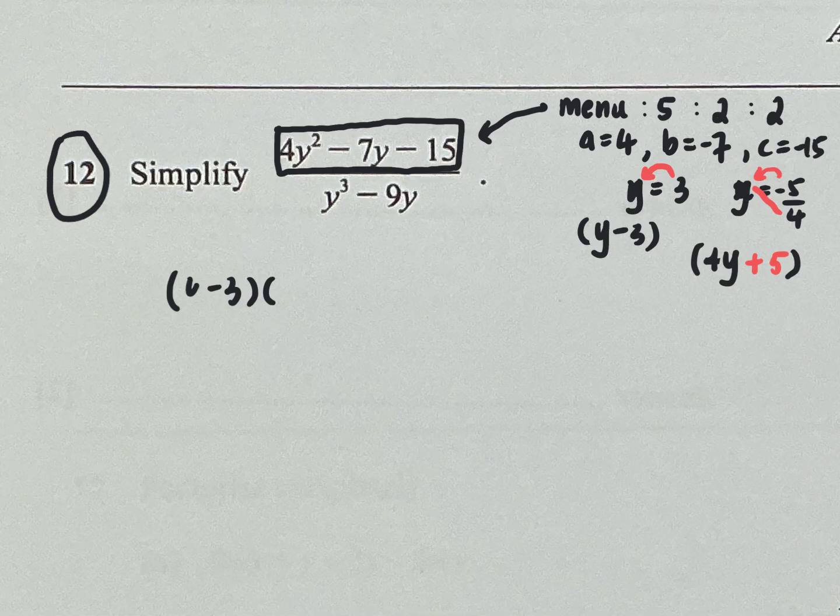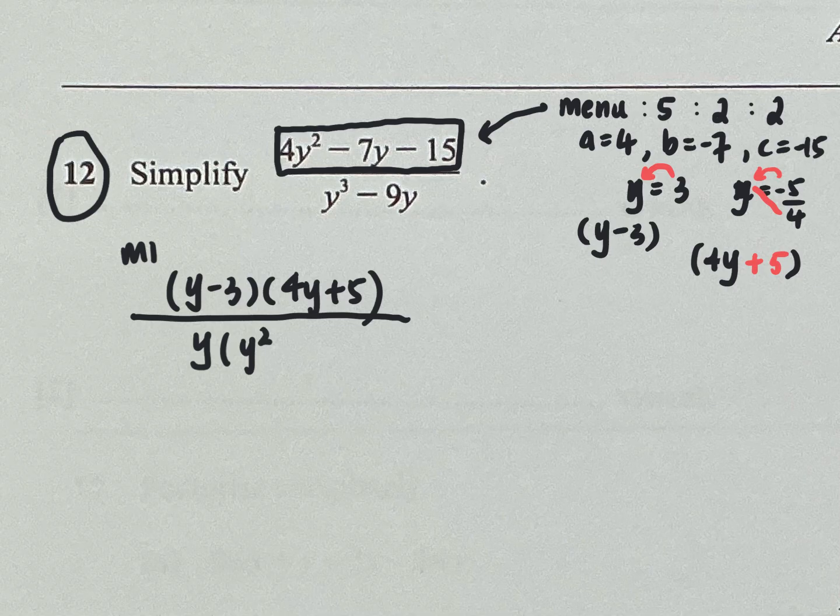Okay, so this is (y - 3)(4y + 5). If you show me this, this is 1 mark already. Next mark: between these two, you can take out the y. Left y squared minus 9. When you see two terms, it's always this one.